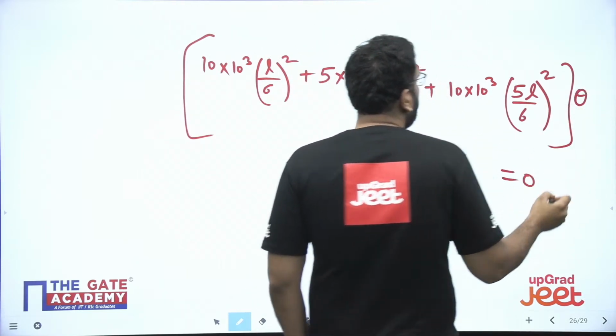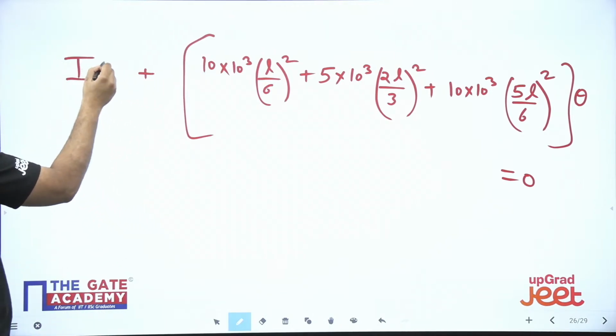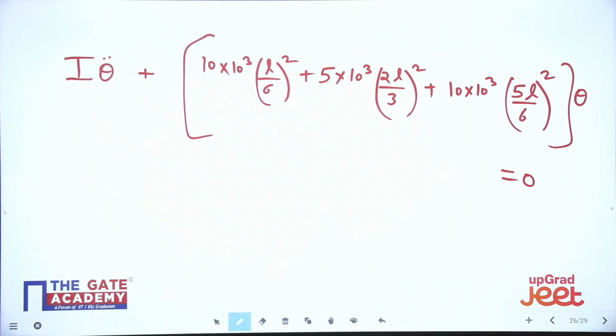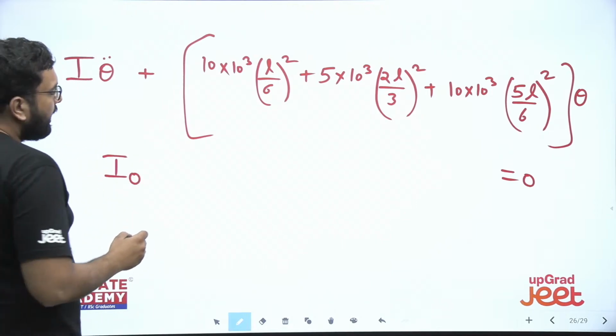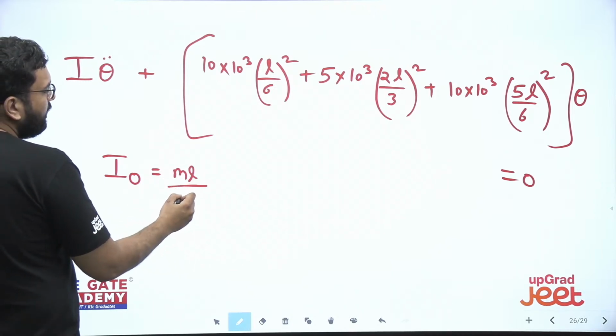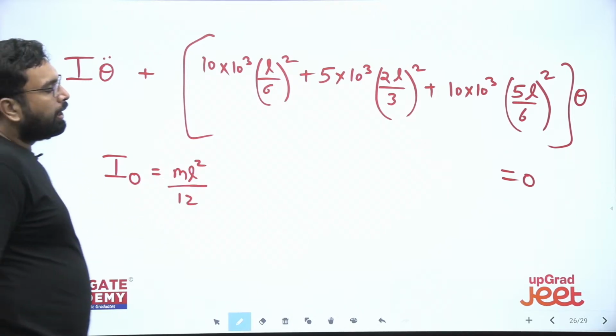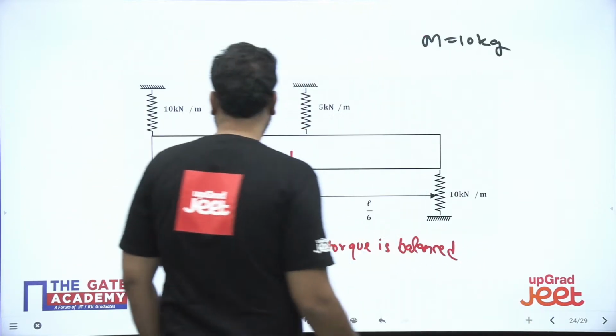And when we put it equal to 0, I have to add one thing, that is I theta double dot, the force of inertia. Now the question is, what is this I? Always remember, we have to take this I about point O. So we'll do it like this: ml square by 12, that is the moment of inertia about the G.